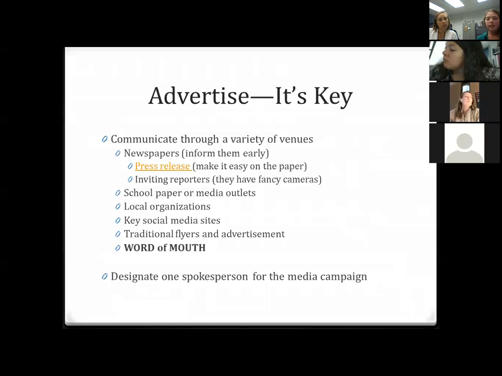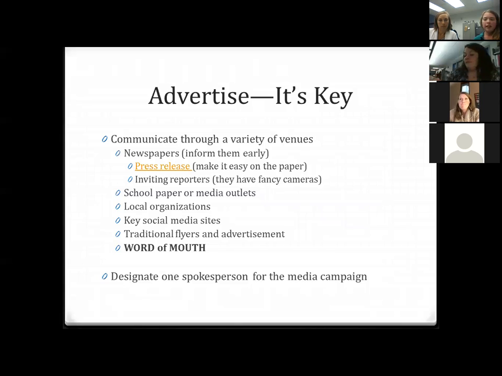You can even make it easier by writing a press release. I put a link in the PowerPoint because Vista Campus has a how-to on writing a press release with templates and step-by-steps and even a video instruction that's really great. That talks about the different steps for that. It just makes it way easier on them because they don't have to do much work. You also want to invite reporters to what you're doing.